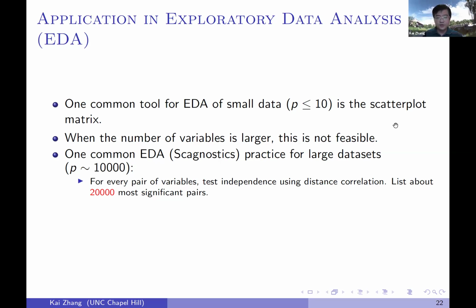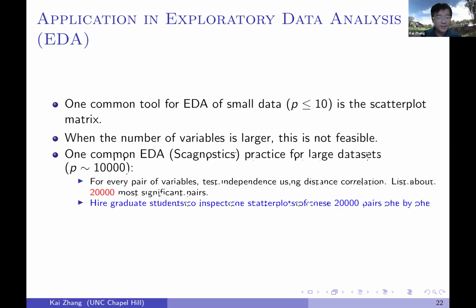So this step is good. Distance correlation is a good method. Sorting p-values is certainly a good idea. So this first step is good, but the problem comes from the second step. The second step doesn't look so great. Basically what people there can do is hire a few graduate students to read these 20,000 plots one after another. And you can see that this is certainly not the best way to use the time of our talented students.